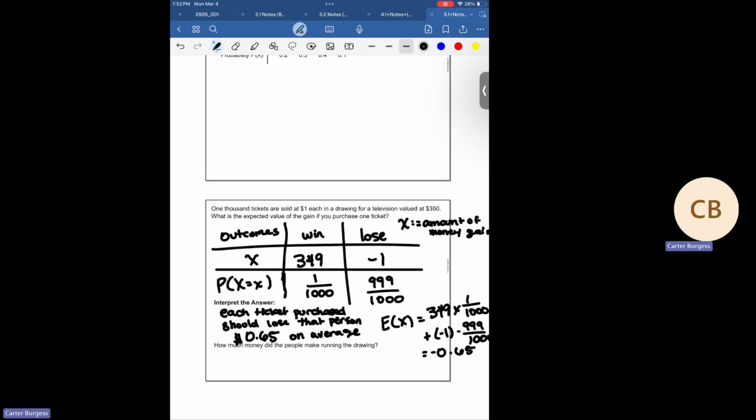Okay? If, on average, people are losing 65 cents per purchase, how many tickets are being purchased overall? 1,000. How could we figure out the amount of money that the people running the raffle are expected to make? So we could do 1,000 minus 350, right? They're making $1,000 and they are losing, quote unquote, the 350. So they should make 650. But where else could this 650 come from? Well, we're selling 1,000 tickets. And how much is the raffle team making per ticket?